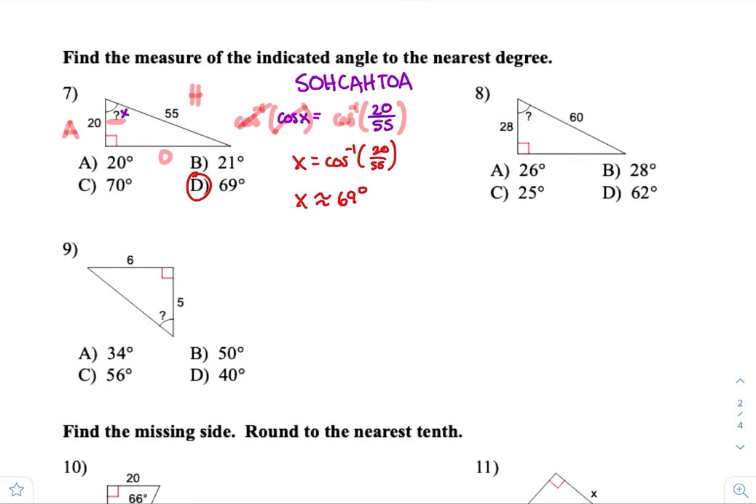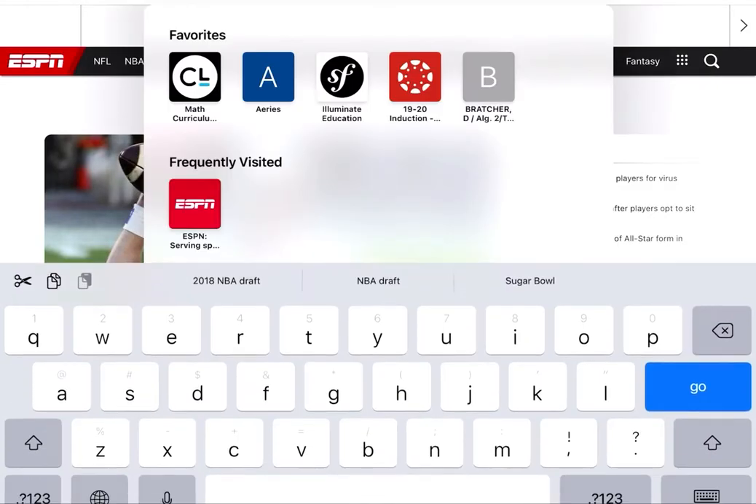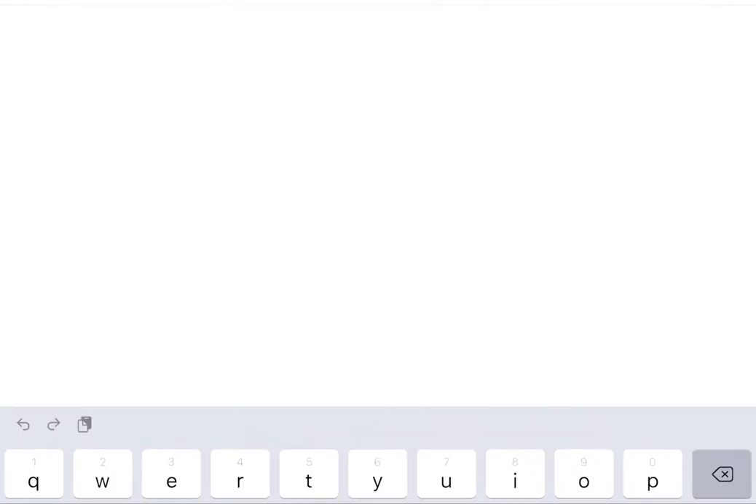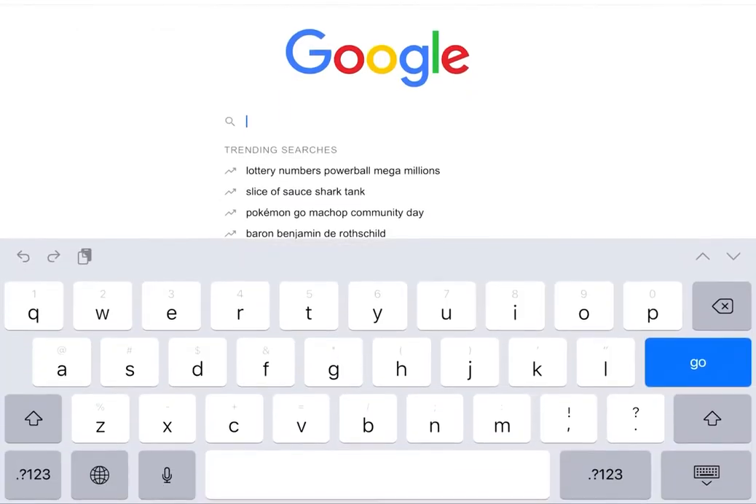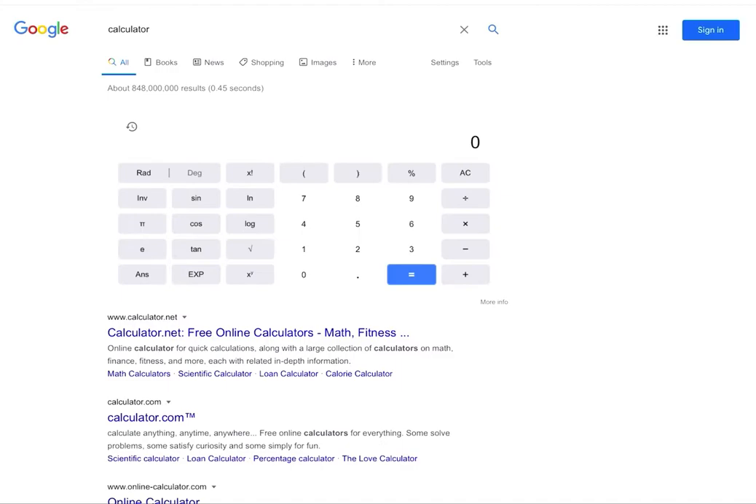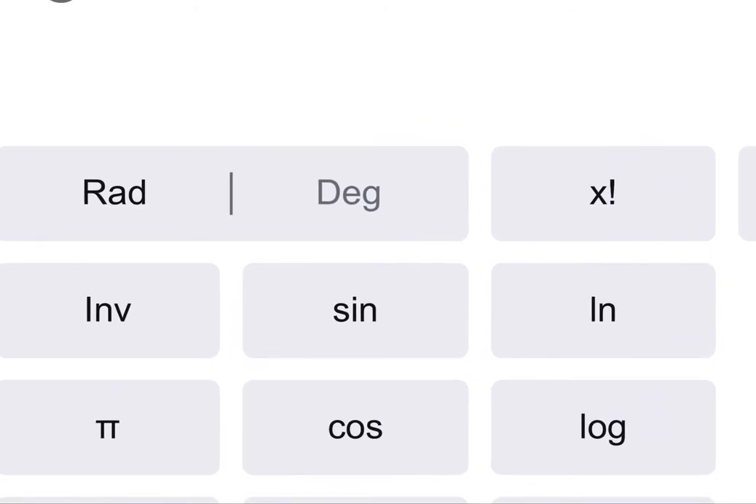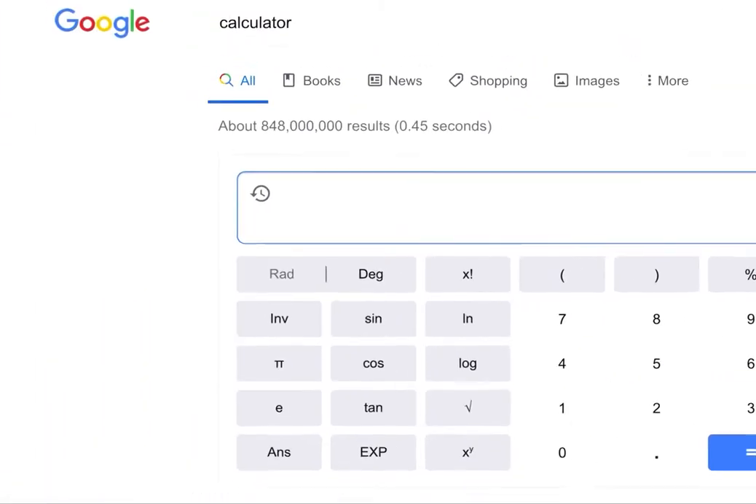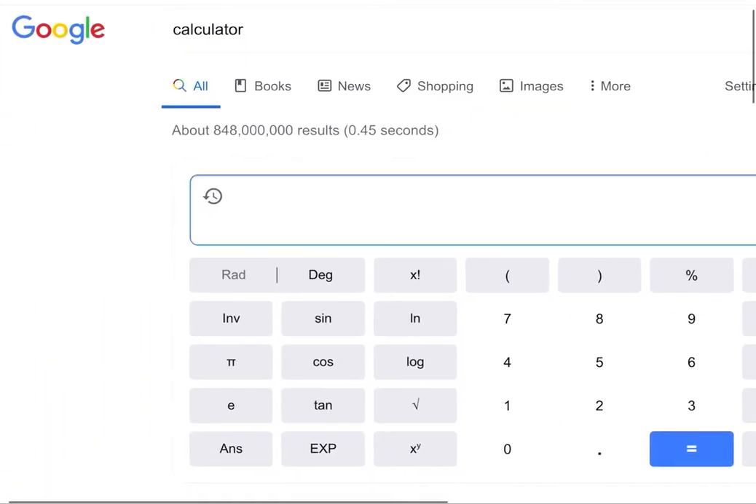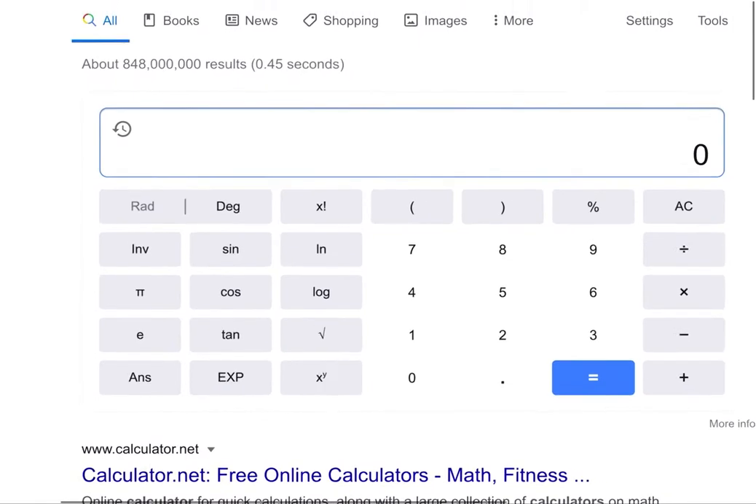Now, let me see if this works. Now, if you guys want to use the Google calculator in order to practice, you guys will have your own calculator because you guys will have Delta Math. But if you guys would like to use the Google calculator, first of all, make sure you guys, it says DEG. Do you guys see that? It's highlighting RAD. You got to make sure it highlights DEG.